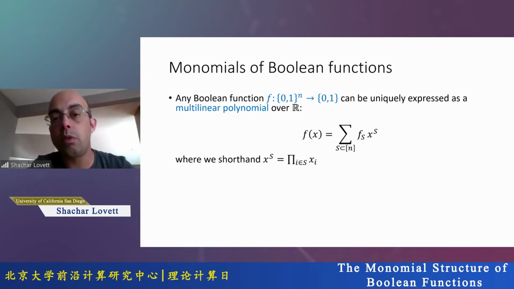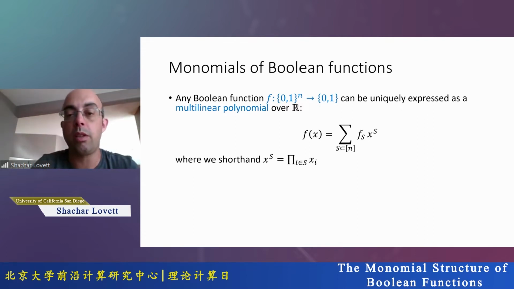You choose an arbitrary Boolean function from n bits to 1 bit, and you write it as a polynomial. As a polynomial, I mean over the reals, so it's a real polynomial. So x to the s is just a shorthand for the product of the variables in the set s. So s is a set of variables. This is a product of the variables in the set, x to the power s.